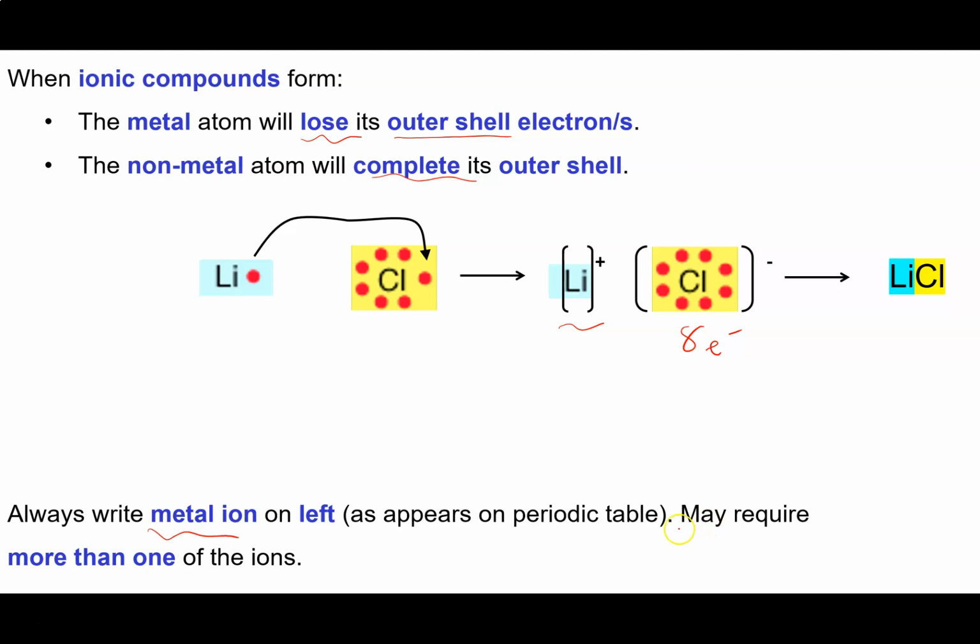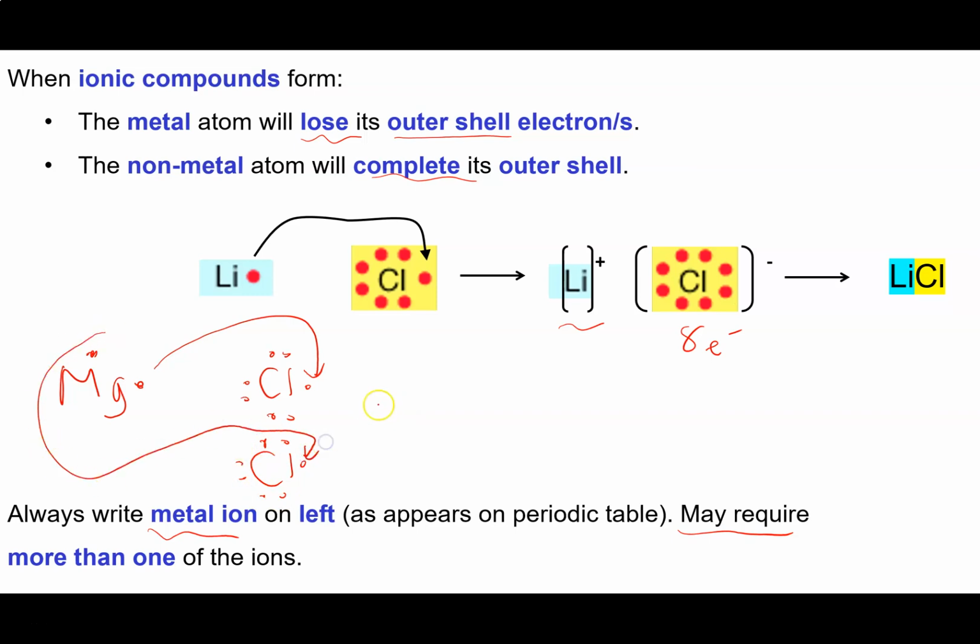Now something to be aware of is you may require more than one of the ions. So for example, if I have magnesium combining with chlorine, it's going to lose 1 electron, but that doesn't leave the metal with an empty valence shell, so we're going to need another chlorine. There we go. And then now that works.